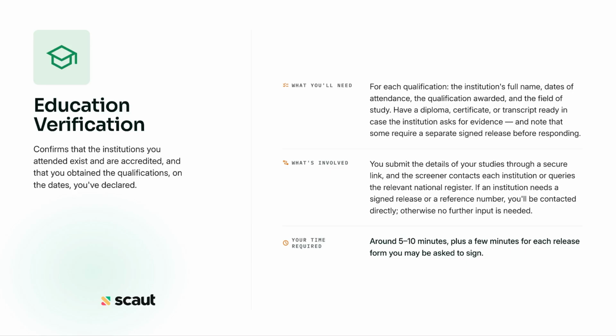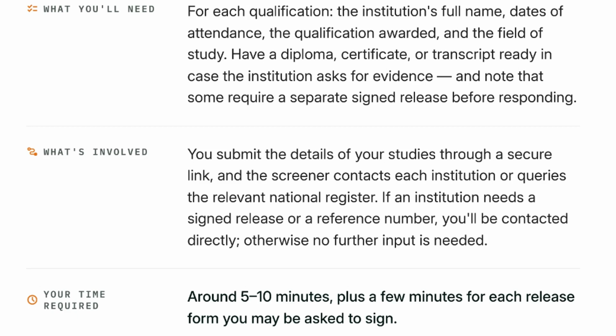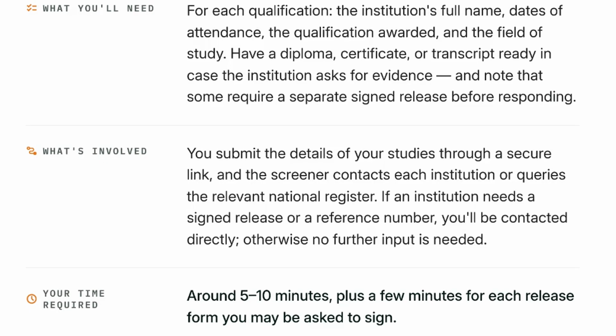The education verification confirms institutions attended are accredited and qualifications obtained on declared dates. For each qualification, you'll need the institution's full name, attendance dates, qualification awarded, and field of study. Have a diploma, certificate, or transcript ready as evidence, noting some may require a signed release.